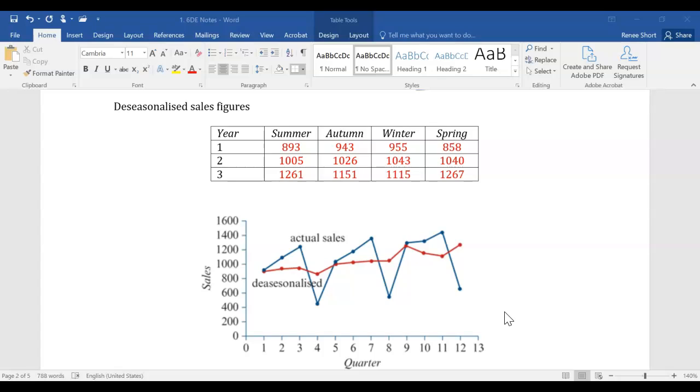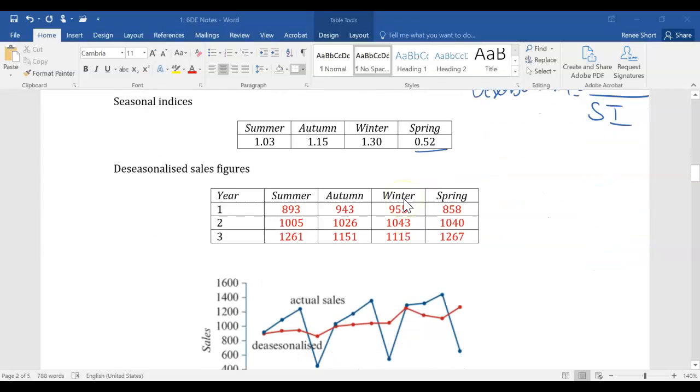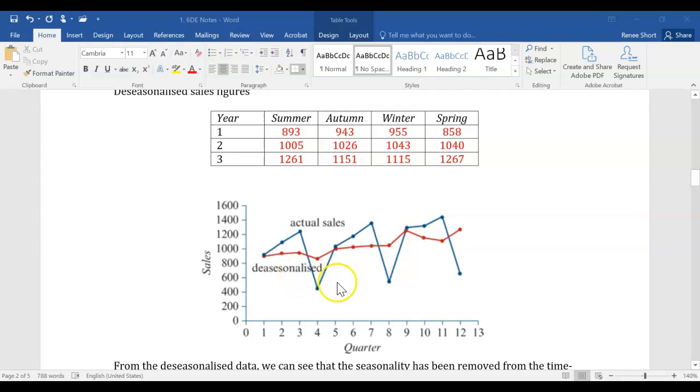But what we can see is that blue line originally was the sales figures that existed. So you can see here that that's really choppy and changing up and down. We've got those really big troughs happening in spring. So if we look back at that table over here, these spring values were really low, especially compared to winter right next to them. But when we've deseasonalized the data, which is that red line, we can actually see that the trend is a lot more balanced.